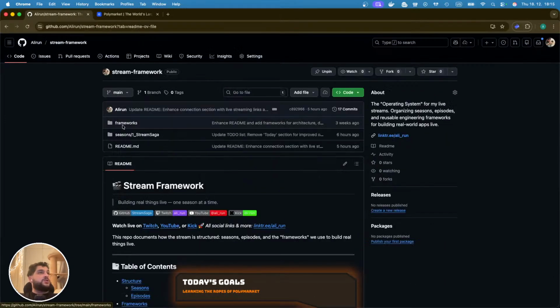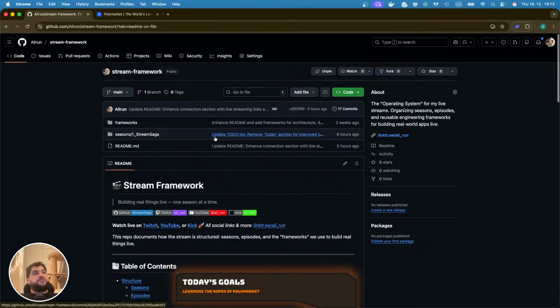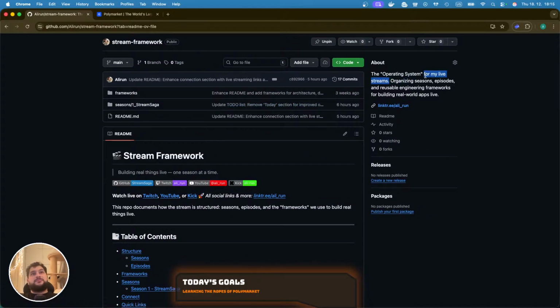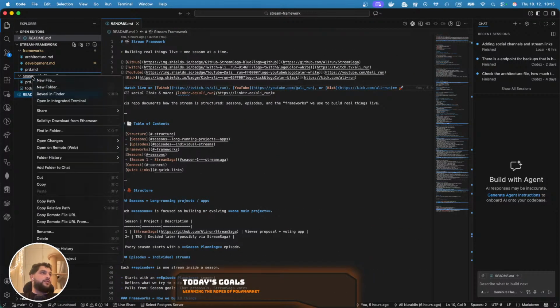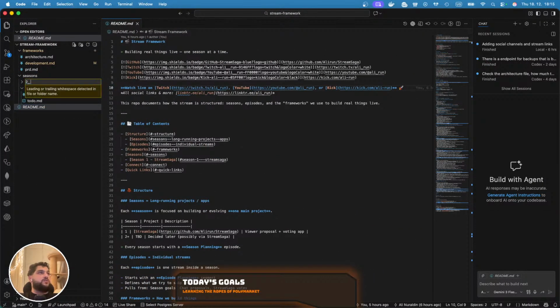So in this Stream Framework repository, basically it's like an operating system for the streams, organizing seasons, episodes, and so on, and some reusable engineering frameworks for building the apps. And I'm going to create now a new folder here, Season 2 Polymarket.